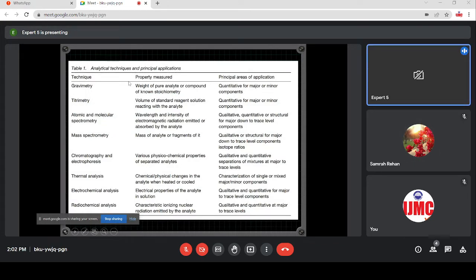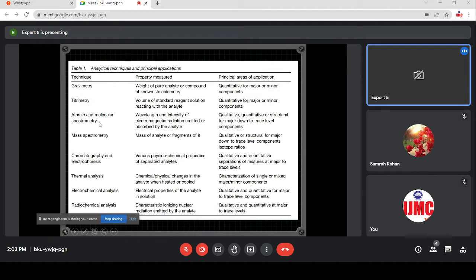So in the first slide, we mention the various analytical techniques, mainly gravimetry here. The major thing is the weight of pure analyte or compound of known stoichiometry. The principal area of application is quantitative for major and minor components. This technique is utilized for detection of major or minor components. Then titrimetric analysis, the volume of standard reagent solution reacting with the analyte. Here, quantitative for major and minor components are detected.